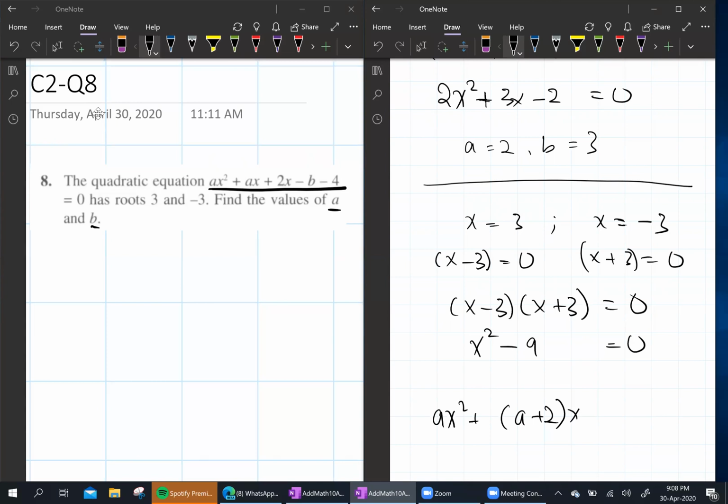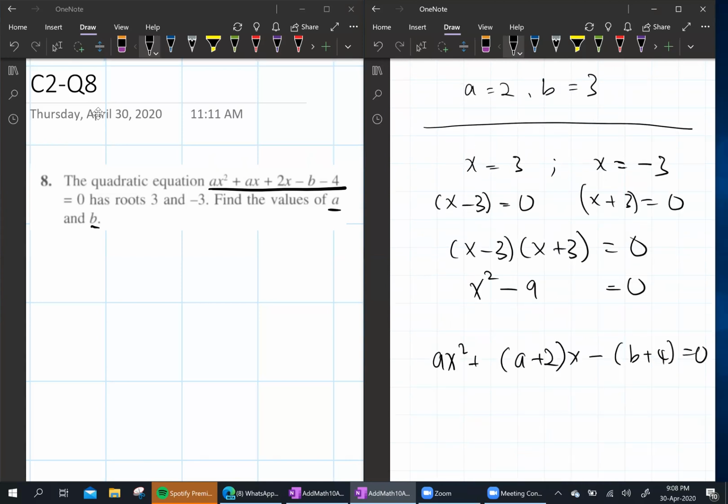Yes. All right. Then you have minus b plus 4 equals to 0. So how much is this? Don't say alpha. It's not alpha. Alpha is here. Beta is here. So you are talking about A and B now. You want to find A and B, not alpha, beta.